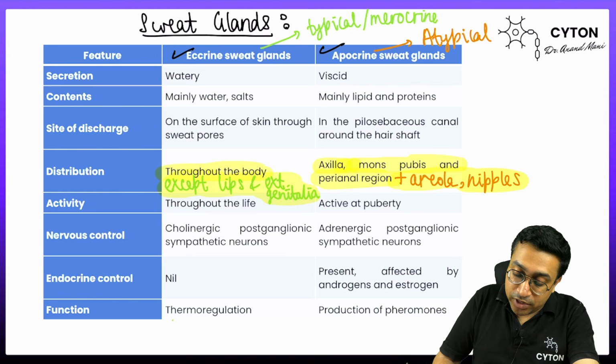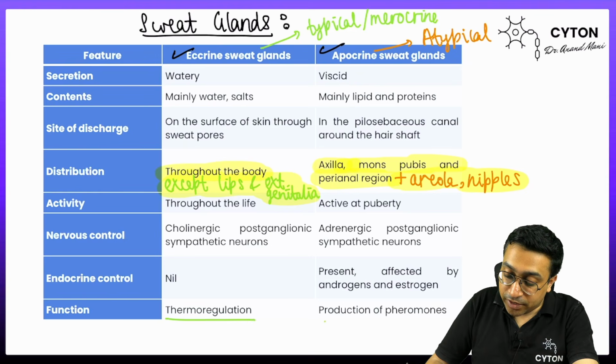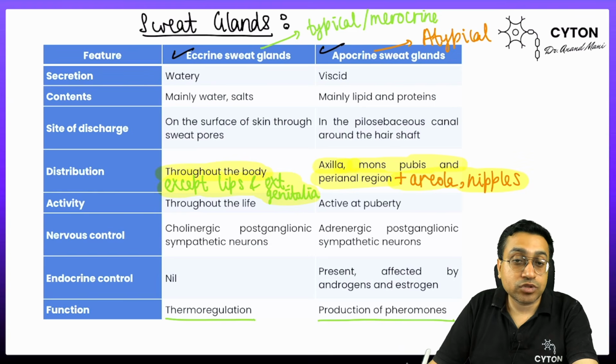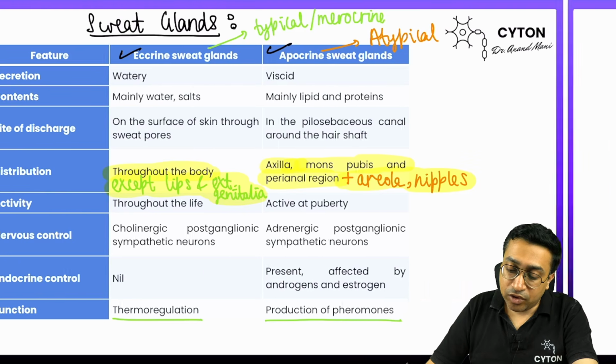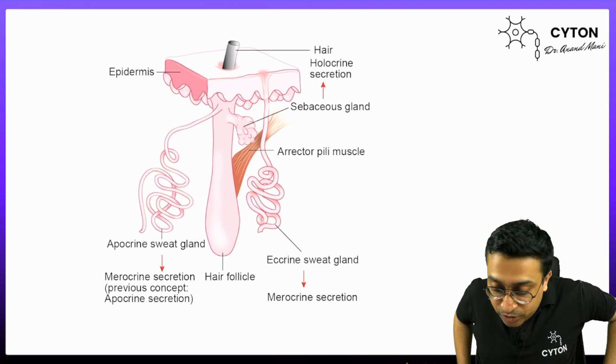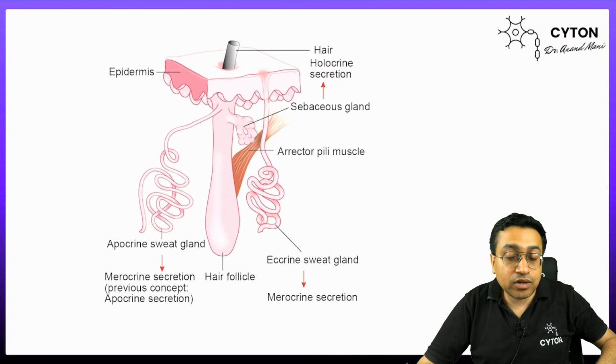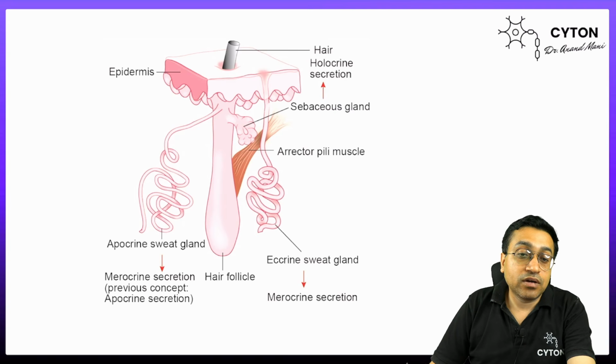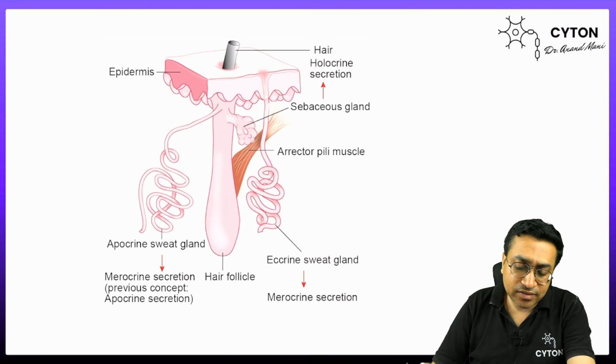They are responsible for thermoregulation and these are responsible for production of pheromones. So you can fairly remember this. This is something which you can revise in the end also before going to the exam. And then we have last few things left to discuss, that is the clinical correlation with respect to these glands, that is the glands related to the skin, which include the apocrine, the eccrine sweat glands, the sebaceous glands. We will cover all these glands chapter in the histology in detail, so don't worry about that.